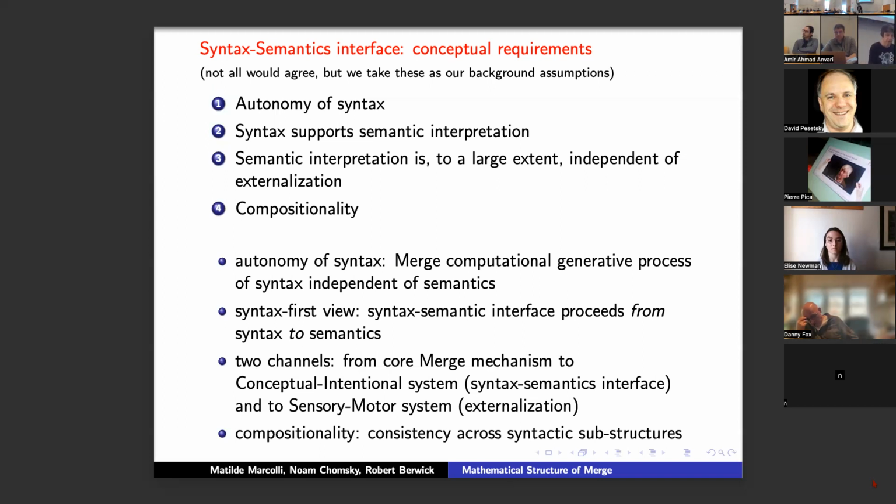And the fourth principle that I discuss is compositionality. What I mean by compositionality is exactly that you need a mechanism that takes into account consistency over substructures. Okay. So I'm just going to work with only these as my basic assumptions.